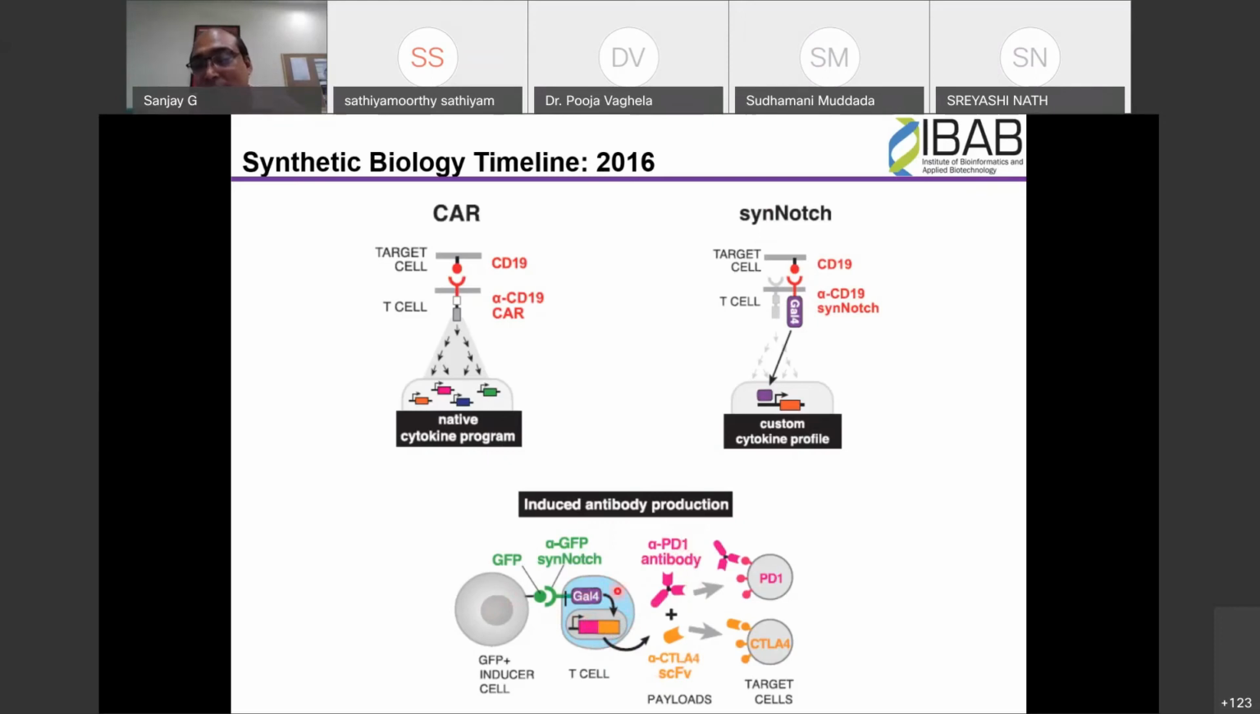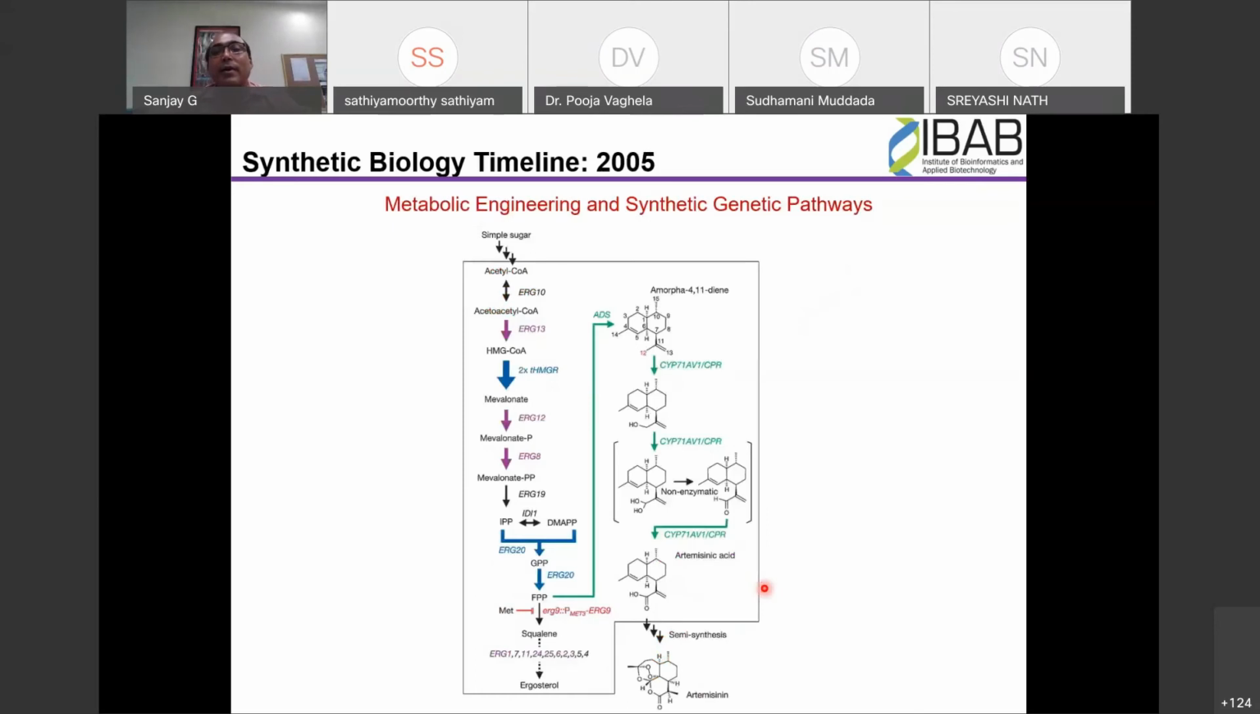So in principle, one can take these cells, add a ligand, and then in a very regulated manner make these antibodies which will go and bind to these target cells, which can be cancer cells, and thus inhibit them from proliferating. So this is all being shown as a proof of principle, and work is ongoing in terms of putting it in the clinic. Now, again, coming back to this golden decade, another advancement which happened is metabolic engineering.